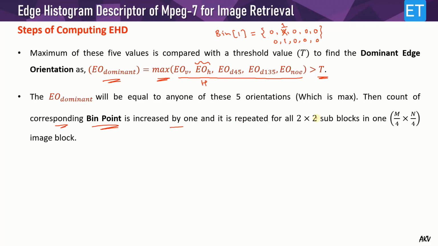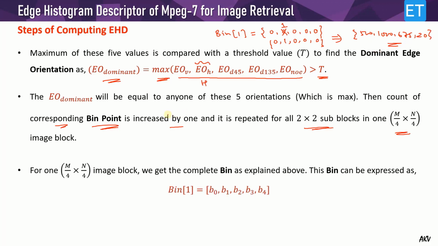We will do this same operation for all 2 by 2 sub-blocks in one M/4 by N/4 image block. So obviously this count will increase, and at the end you will get a bin like this, for example, let's say 500, 1000, 675, 20 sort of things. You get this type of bin value for one M/4 by N/4 block. So this is one bin computed for one block.